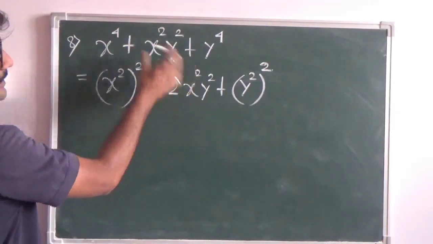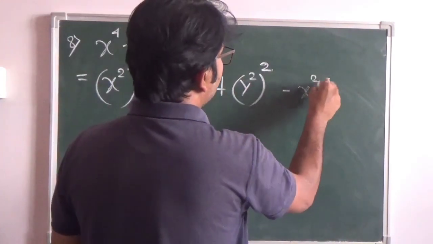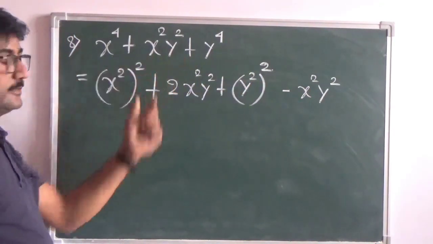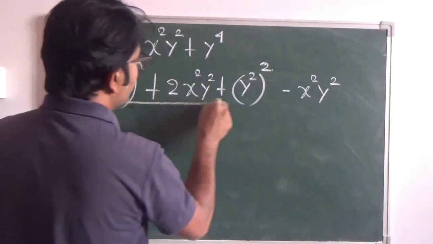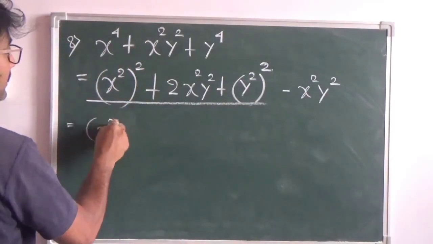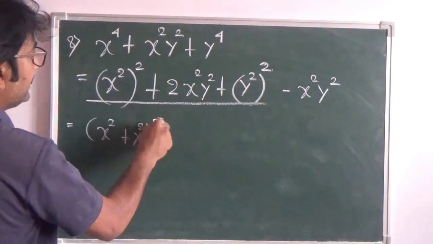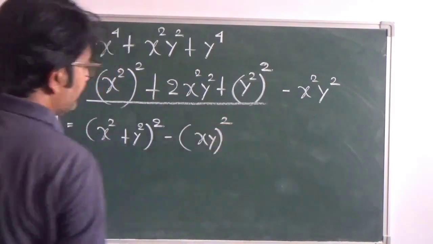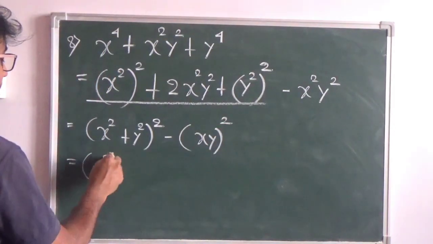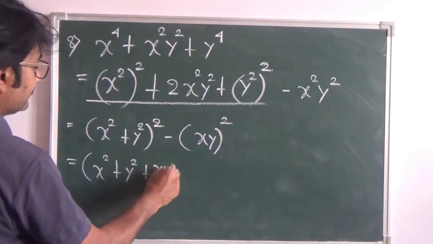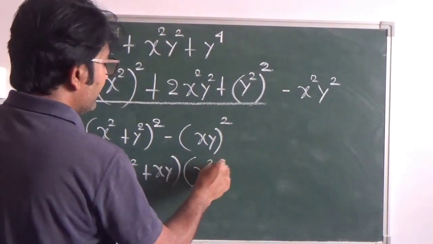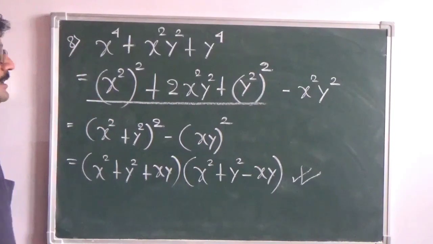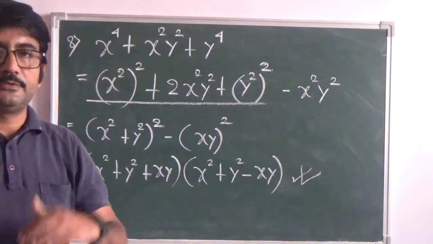So since it is twice one, we have to subtract. So 2x square y square minus x square y square is x square y square. Now this entire thing becomes x square plus y square whole square minus xy whole square. So it is x square plus y square plus xy, x square plus y square minus xy. So now please have a look. We will now move on to the next method.